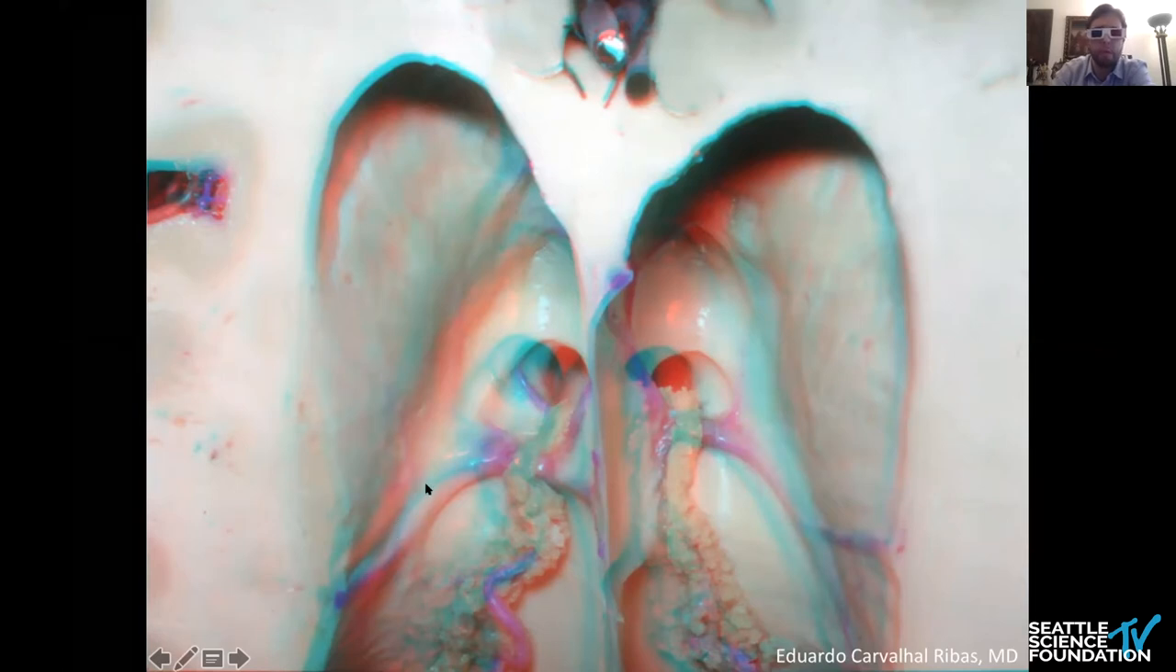The thalamostriate vein will progress medially and merge with the anterior septal vein to form the internal cerebral vein, which usually has this connection already inside the velum interpositum. That's the roof of the third ventricle. We'll come back to it.